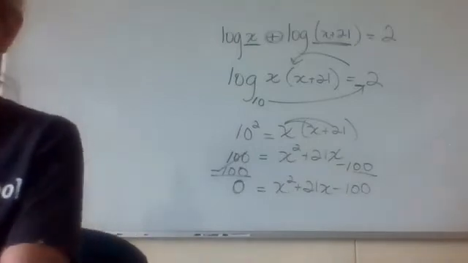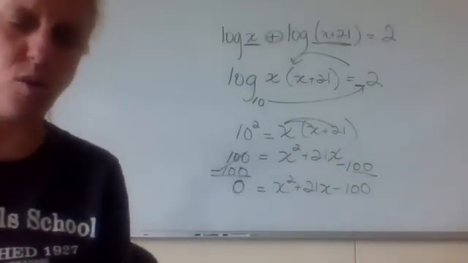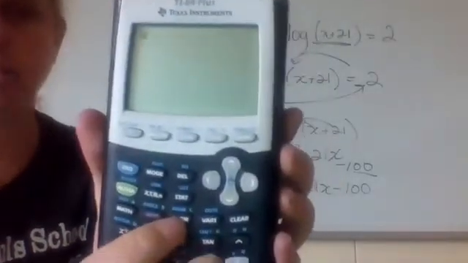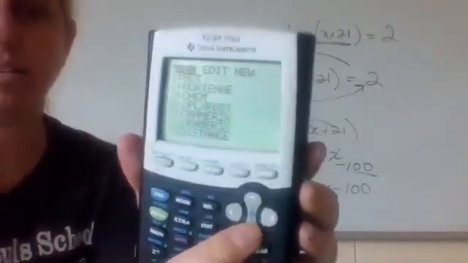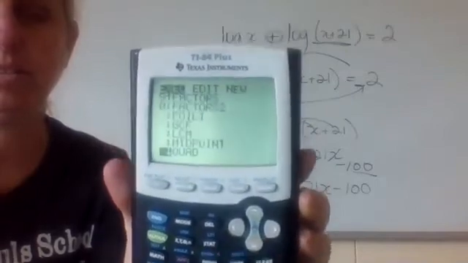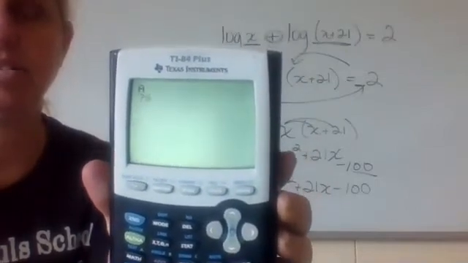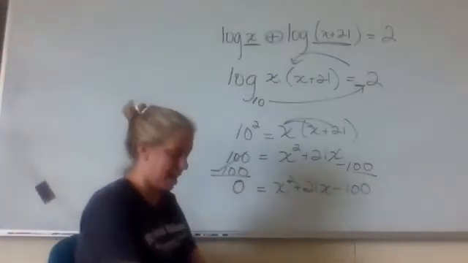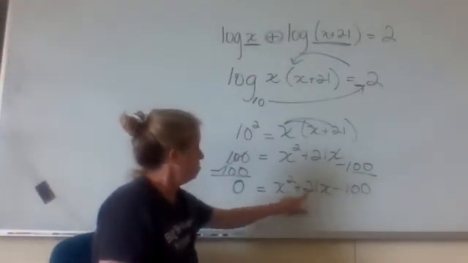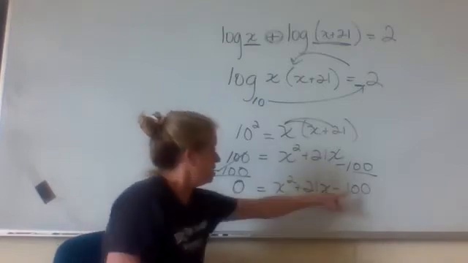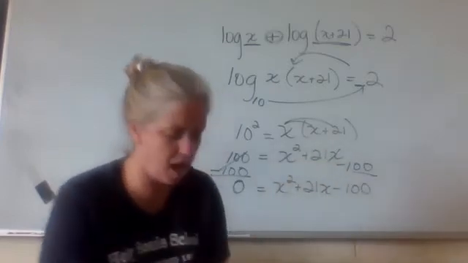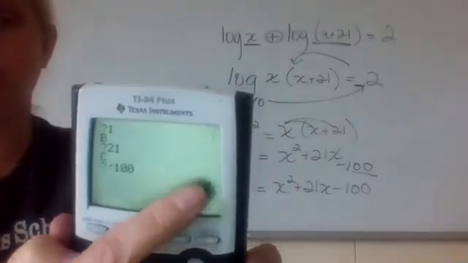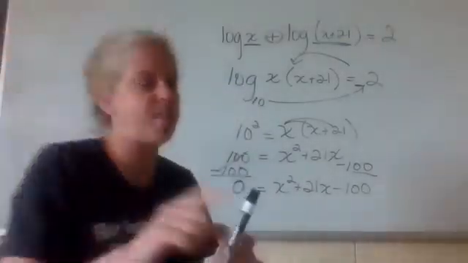So now, since it's an x squared equation, I'll go to my programs down to quad. Type in my A, B, and C. In front of x squared is my A, which is a 1. B is 21. C is negative 100. Now, look what it gives you. It gives you 2 solutions, 4 and negative 25.